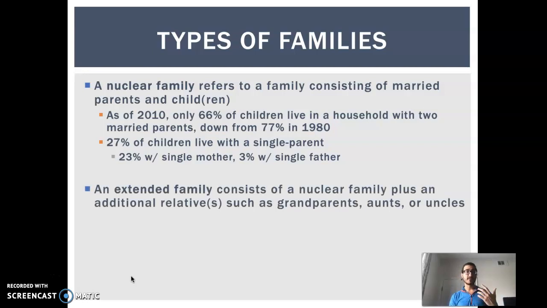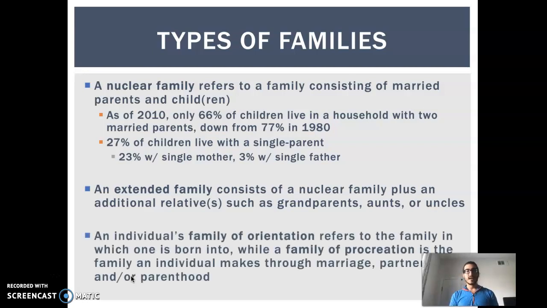We also, in addition to having nuclear families, have what are referred to as extended families, which consist of a nuclear family, so parents and their children, plus additional relatives such as grandparents, aunts, uncles, cousins, etc. We also have the terms family of orientation and family of procreation. An individual's family of orientation refers to the family into which one is born, while the family of procreation is the family an individual makes through marriage, partnering, and/or parenthood.